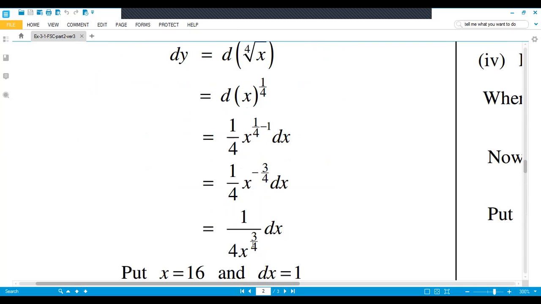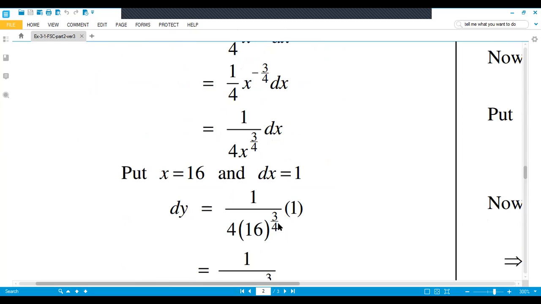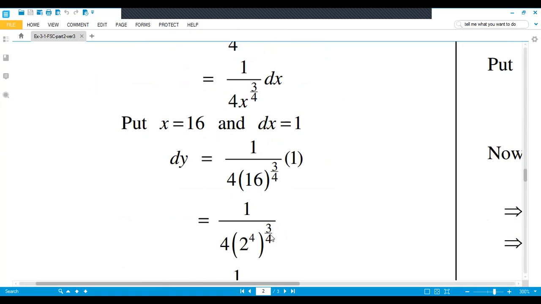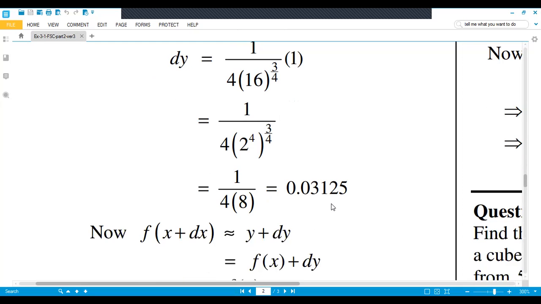To make it positive, shifted in the denominator, so x is 16 and dx is 1. When you put its value, you get 2 power 4, 3 over 4, and here dx value is 1, so 4 cancel, so 2 power 3, that is 8, 4 8 is 32, so 1 divided by 32, you get this value.